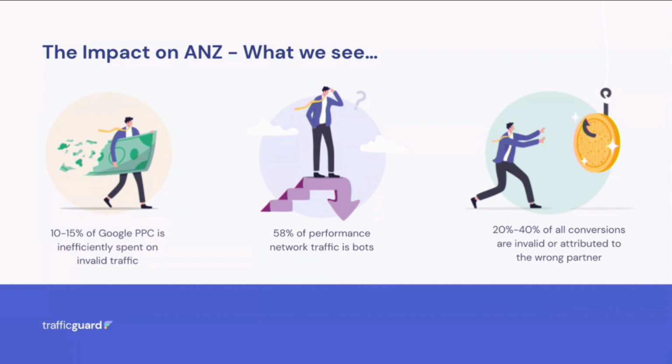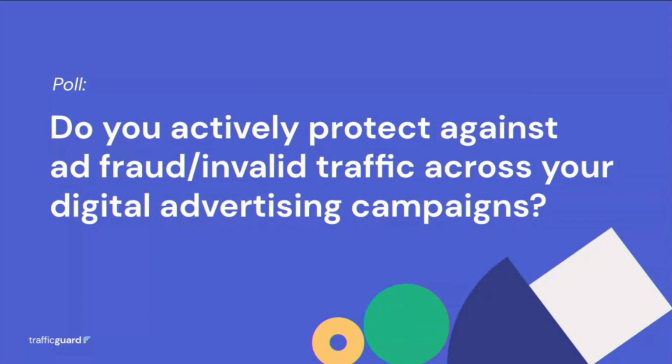And we also see that around 20 to 40% of all conversions are either invalid, so they're not real, or more typically, they're attributed to the wrong partner. So it's a real conversion, but it's been attributed to the wrong partner because of the amount of click fraud and click spam that's coming in those referring paid marketing channels. These are all numbers that are taken from a snapshot of our ANZ clients. So it kind of gives you an idea of the invalid traffic that's out there that very typically is undetected until we go and integrate TrafficGuard.